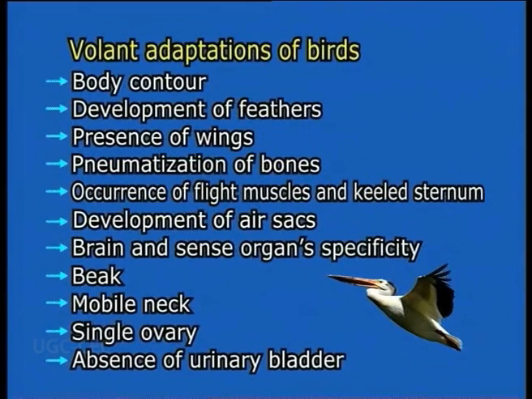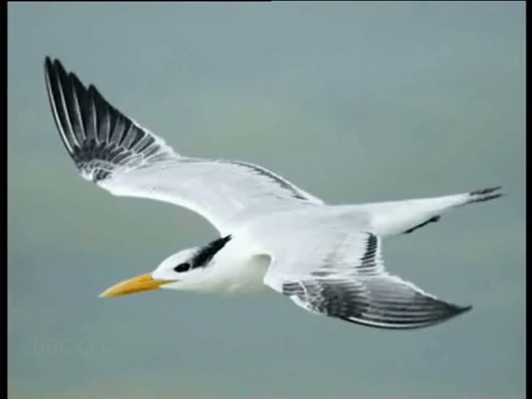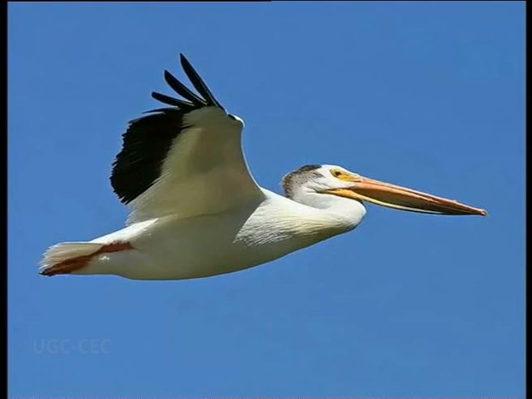Birds have numerous adaptations for true flight. The main adaptations include body contour. The streamlined body is spindle shaped or boat shaped, encountering least aerial resistance, and can easily be passed through the air.